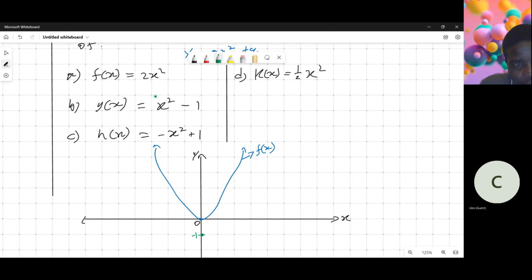Then by looking at the value of a here, the value of a here is 1, meaning this graph must be broader compared to the first one. Meaning these two graphs must not touch each other. This one and this one cannot touch each other because this one is broader. This one is narrow. So this one is inside of this one.